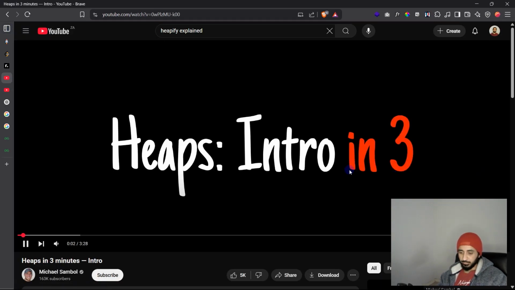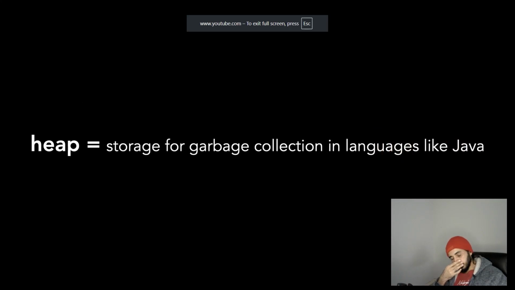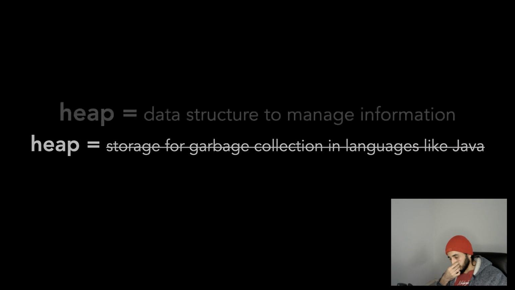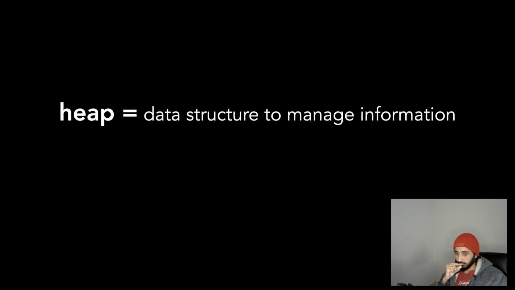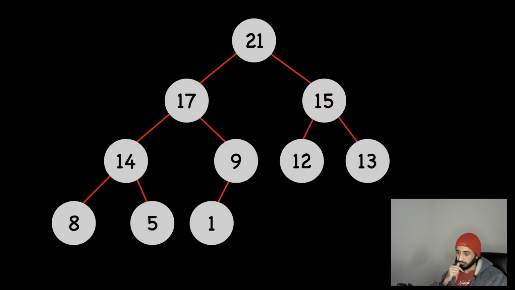Today we're going to learn about heaps. You often hear the word heap when discussing storage for garbage collection in languages such as Java. But this video is about the heap data structure that is used to manage information. Heaps are sometimes called binary heaps and are nearly complete binary trees. Here's an example of a heap.